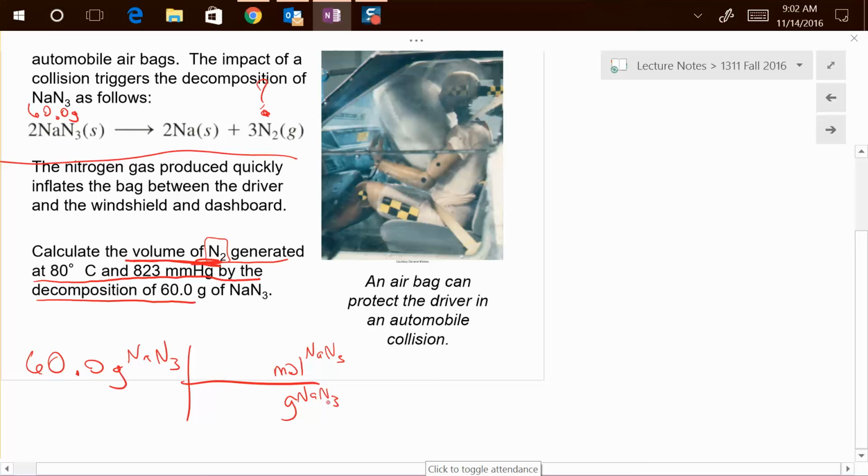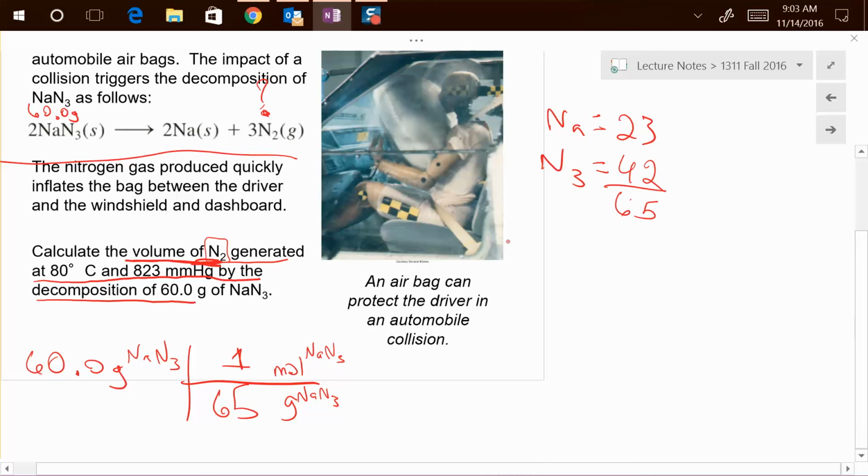Okay, can somebody calculate the molar mass of NaN3? So Na, what's that, 23? N3, 14 times 3. Can somebody verify that for me? 65 grams. Yeah, okay. So that's our first step. We're going to put it into the moles. How many moles do I have of NaN3 here? 0.923.